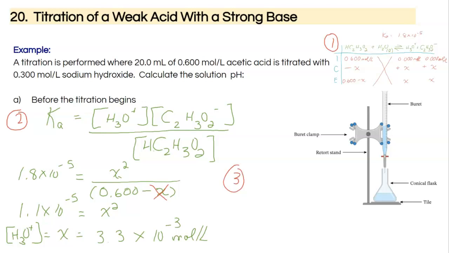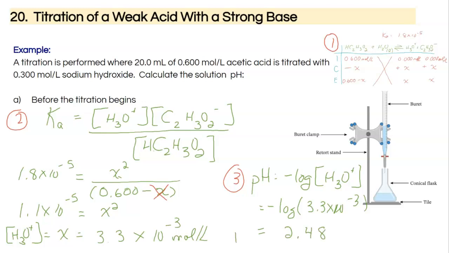And how do we do that? Well, the pH is equal to the negative log base 10 of our hydronium ion concentration. So negative log of 3.3 times 10 to the negative 3, and of course I've not truncated the original value. I'm still holding that in my calculator, so I'm going to go ahead and work that out, and I'm getting a value of 2.48.